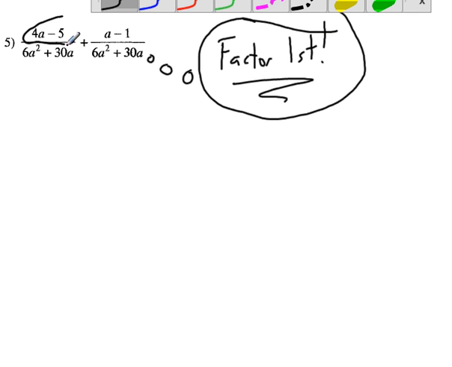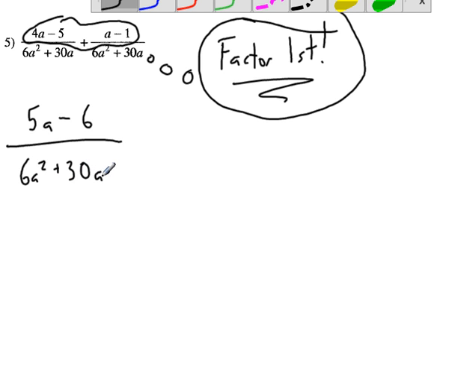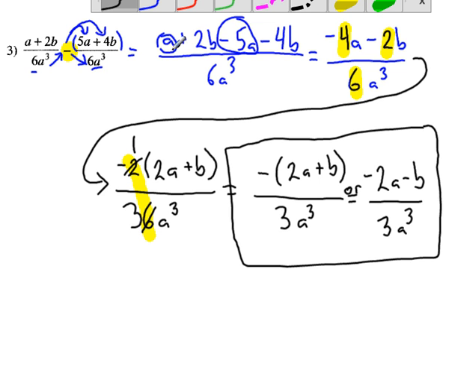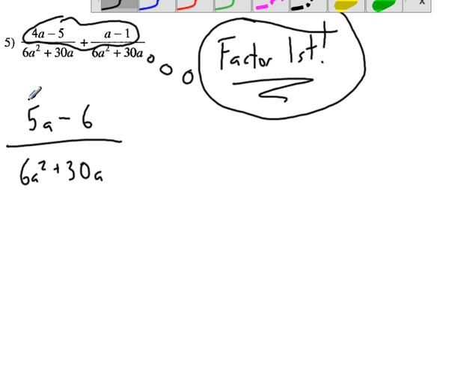The main goal is I want to add those, meaning I have 4a plus a, which is 5a, and I have a negative 5 plus a negative 1, which is negative 6, and under that I have a common denominator of 6a to the second plus 30a. Now I skipped a step that I did with you back in the other problems. Like on the previous problem, I rewrote this entire thing out, and then I simplified it. It might have seemed redundant if you understood what was happening. Moving to problem 5, I didn't write that step. If you can follow where I got 5a minus 6, you're in a good place. If you can't, you need to revisit problems 1 through 4.